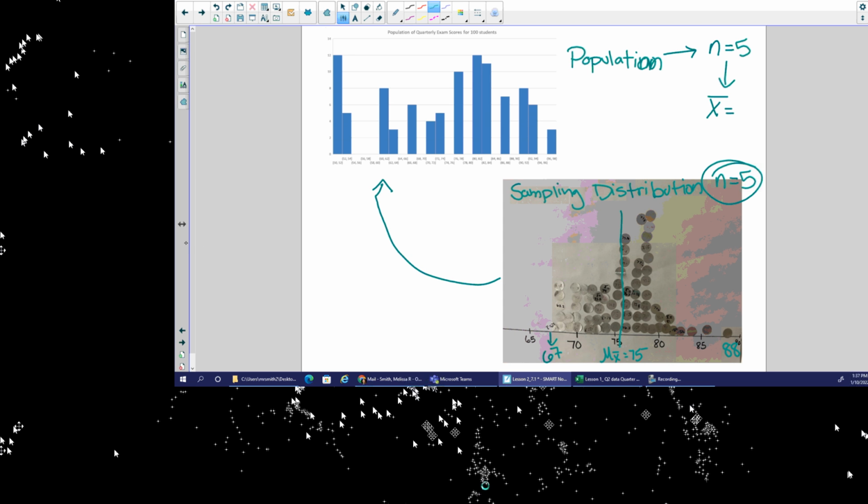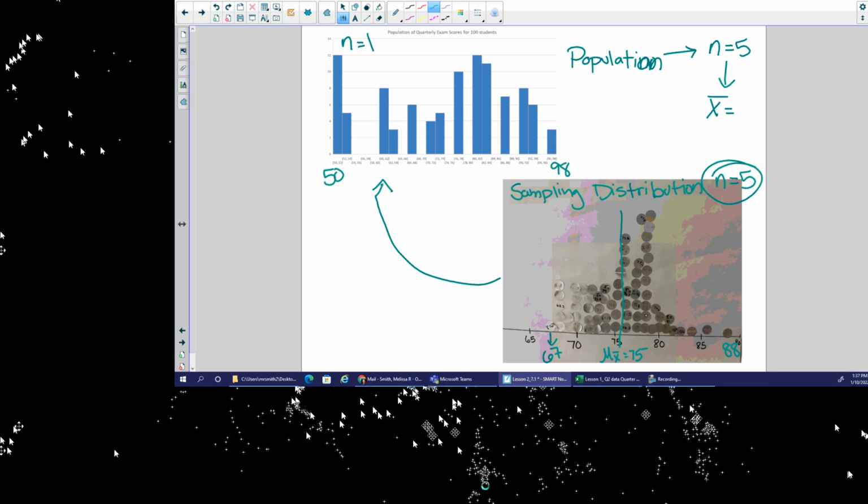Now let's go back up to this image of the population. Look at the population data. I have a min of 50 and a max of 98. I have a lot more spread here, a lot more variation or variability in my data when I just have a sample size of 1. Population data is a sample size of 1. We're looking at one person at a time.